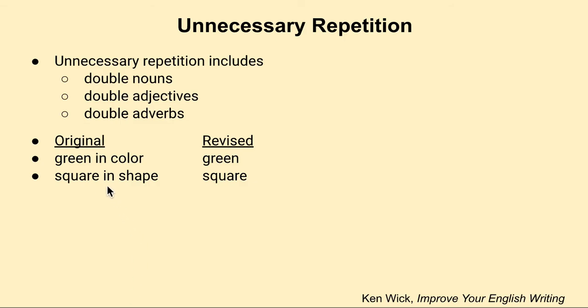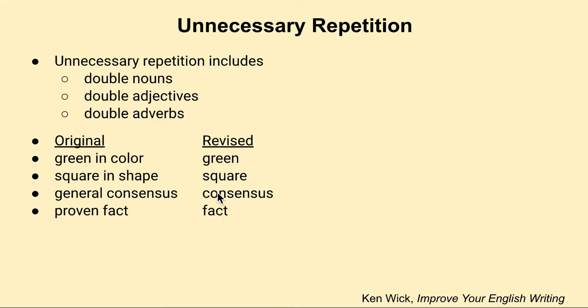Square in shape. You don't need in shape. Just say square. General consensus. Well, consensus usually is general. So you can just use consensus. Proven fact. Something is proven. It's a fact. Therefore, you can just replace it with fact.